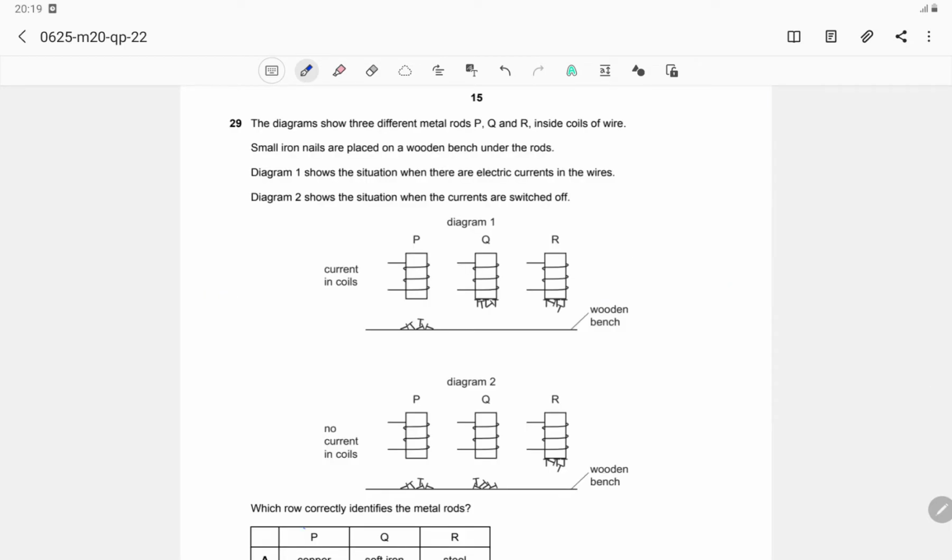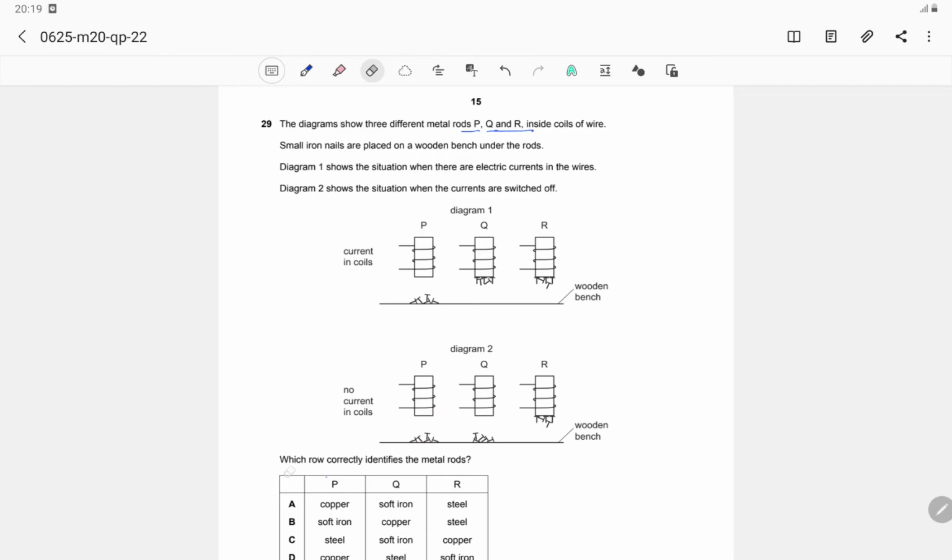Question 29. The diagram shows three different metal rods P, Q and R inside coils of wire. Small iron nails are placed on a wooden bench under the rod. Diagram 1 shows the situation when there is electric current in the wire. Diagram 2 shows the situation when the current is switched off. Which row correctly identifies the metal rods? That is the question. Now look at the figures.